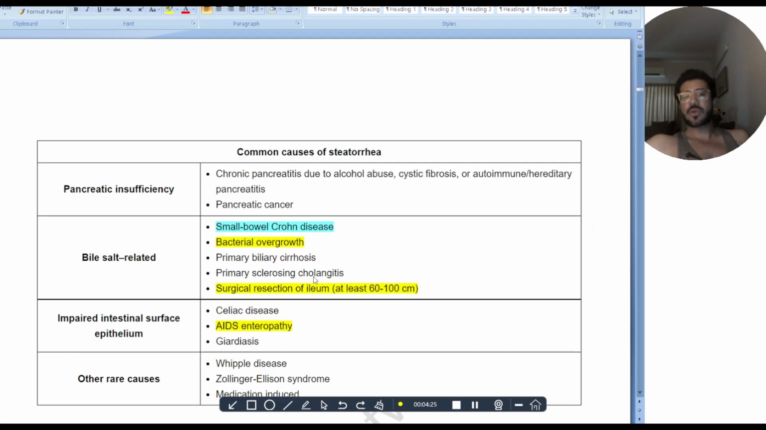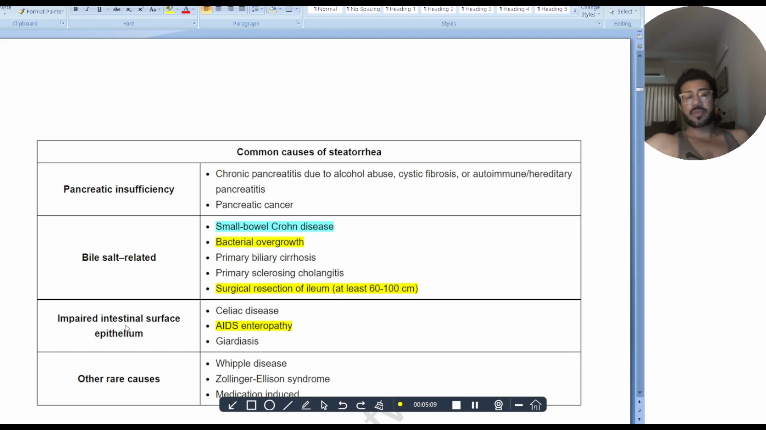Primary sclerosing cholangitis. So this is also an inflammatory condition of the common bile duct where there is fibrosis of the common bile duct in an onion skinning pattern. So this also results in lack of bile salt release since the common bile duct is involved, and so this results in steatorrhea as well. Surgical resection of ileum, obviously ileum is involved in the absorption. So if ileum is taken out, the fats are no longer absorbed, and that results in steatorrhea.